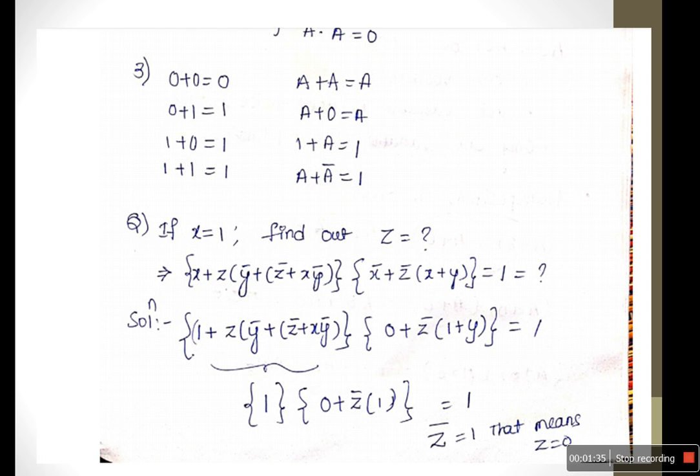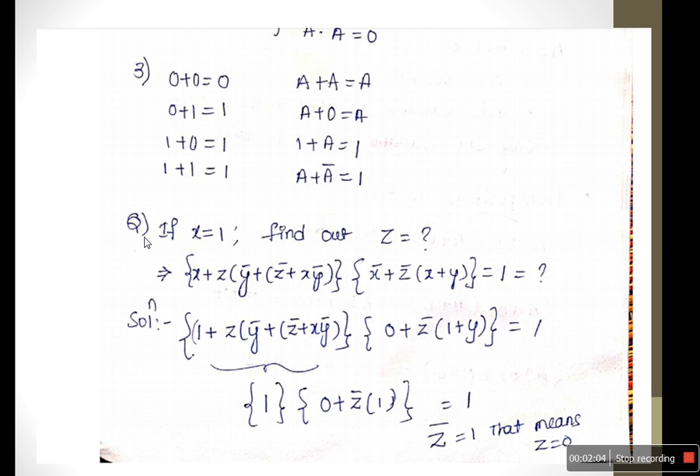Similarly, we have the additive theorems. Those are 0 plus 0 equal to 0, 0 plus 1 equal to 1, 1 plus 0 equal to 1, 1 plus 1 equal to 1, and a plus a equal to a, a plus 0 equal to a, 1 plus a equal to 1, a plus a bar equal to 1. By using these theorems only, we can reduce the Boolean expression.